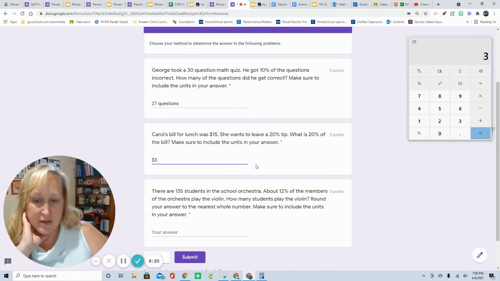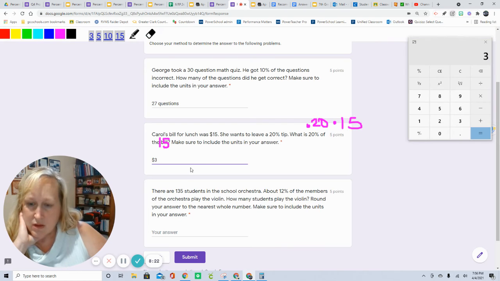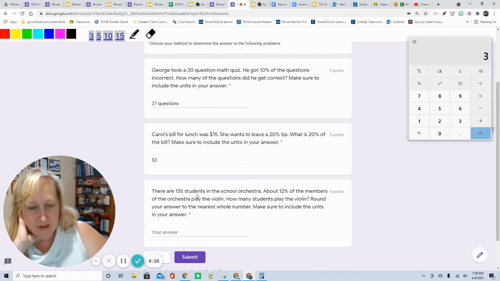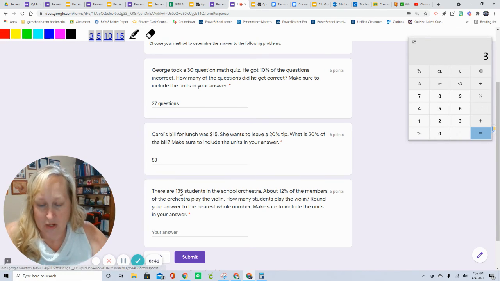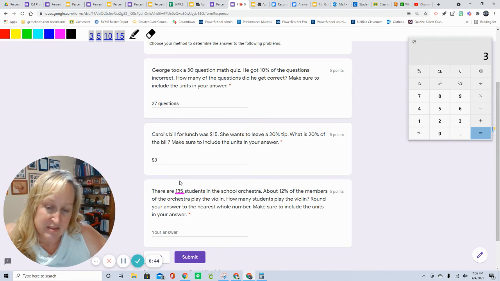All right, let's try another one. There are 135 students in the school orchestra. About 12% of the members of the orchestra play violin. How many students play the violin? Round your answer to the nearest whole number. Make sure to include the units in your answer. Well, there can't be a partial person, so of course it's got to be a whole number. So this is basically asking me my 135.